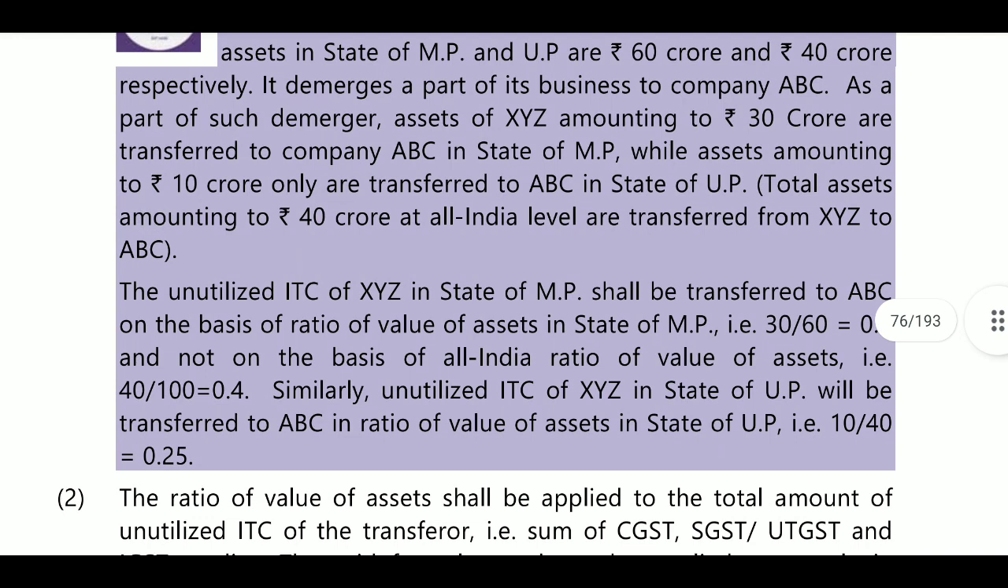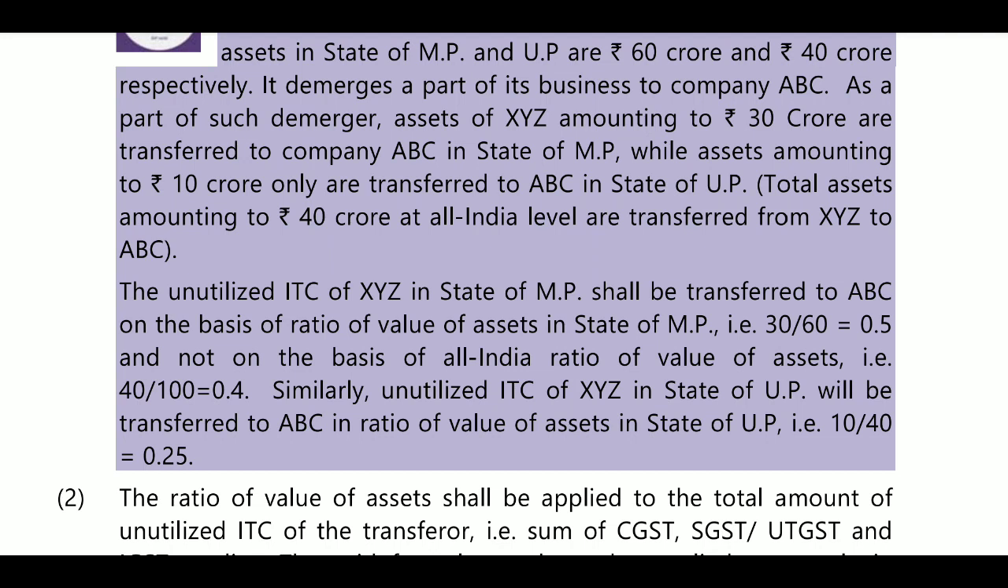Here the unutilized ITC of XYZ in the state of MP shall be transferred to ABC on the basis of the ratio of value of assets in the state of MP. Only the MP state will be considered. That is, out of 60 crores, it is transferring 30 crores. So 30 by 60 is equal to 0.5, and not on the all India ratio of value of assets, that is 40 by 100 equal to 0.4.